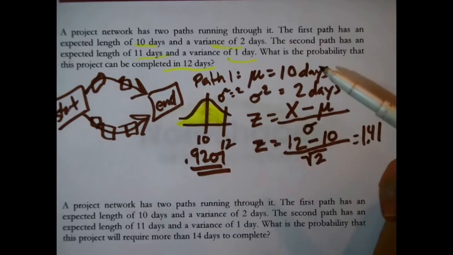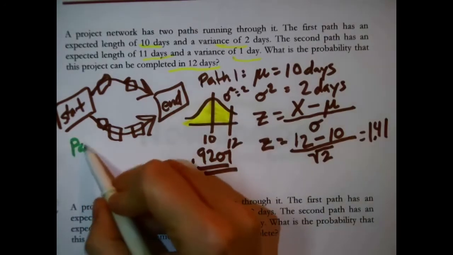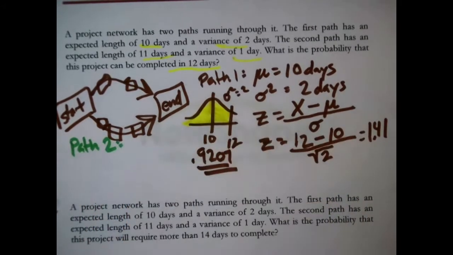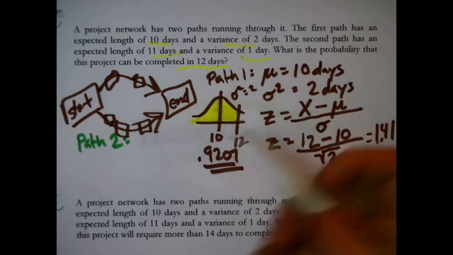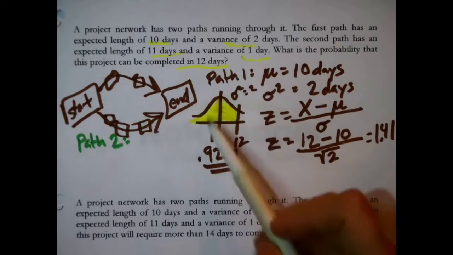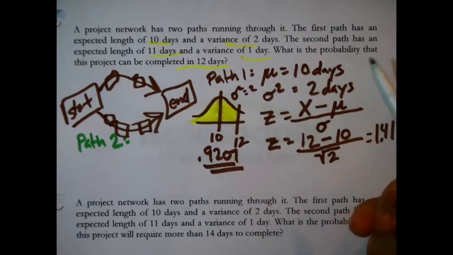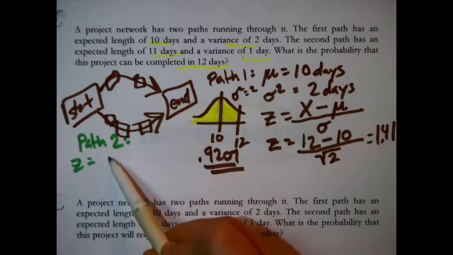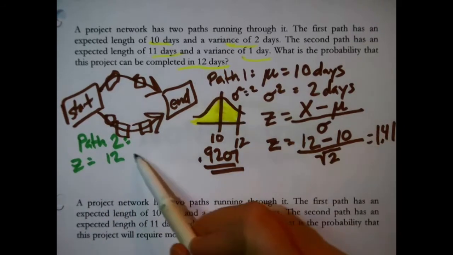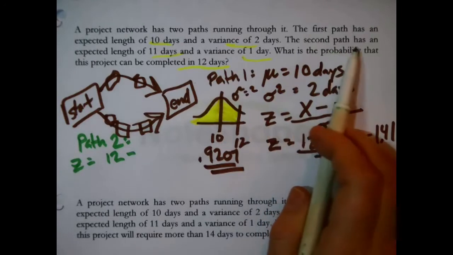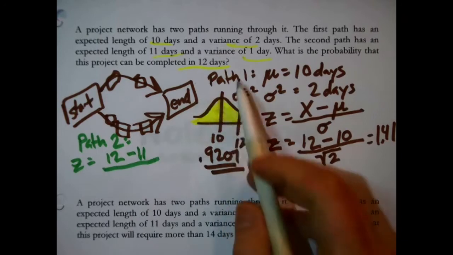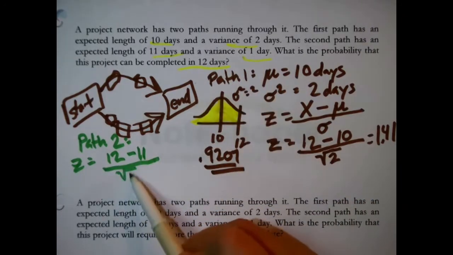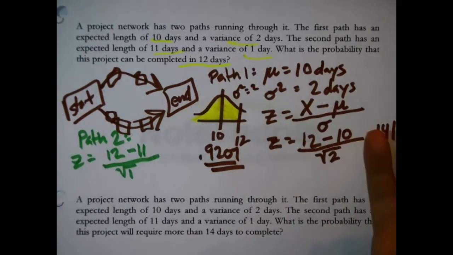What is the answer then for path 2? I need some scratch work for path 2. I say, all right, well, for path 2 I need to do the z-score again, because look, there are different numbers. It's essentially a different normal curve. The z-score is, the number I'm interested in is still 12. That's what I'm evaluating. Minus, and I have to be careful, the second path has an expected length of 11 days. So that 11 goes in the numerator, and a variance of 1. So actually the square root of 1 is 1. That's also the standard deviation.